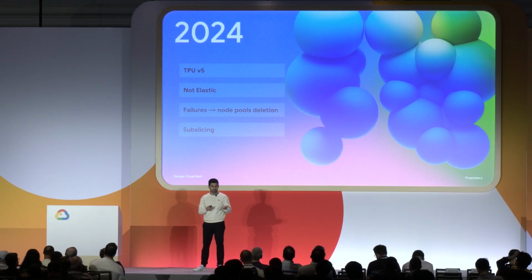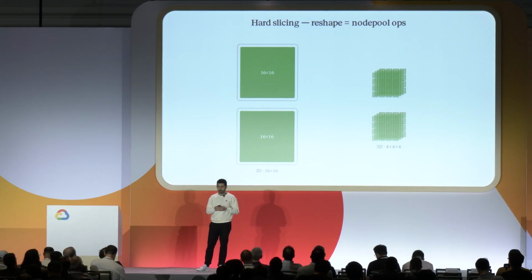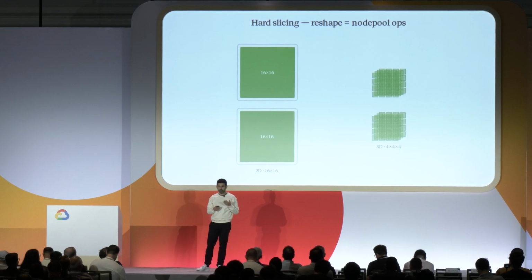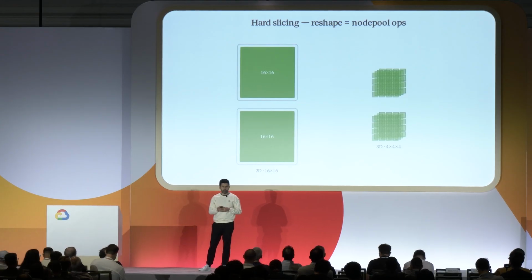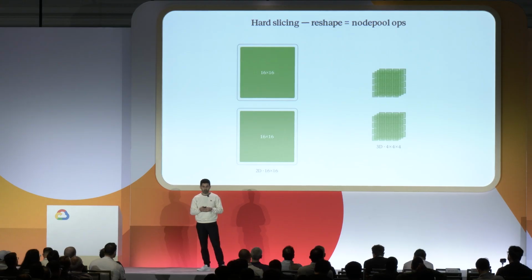And it meant that failures lead to node pool deletions, as Kavitha was saying. But that was also when we got started with sub-slicing. We internally call it hard slicing, and Kavitha has done a good job outlining what that looks like. But basically, you have to create a node pool specifying the specific topology that you want. For V5E, that might have looked like a 16 by 16, and for V5P, that would have looked like a 4 by 4 by 4.